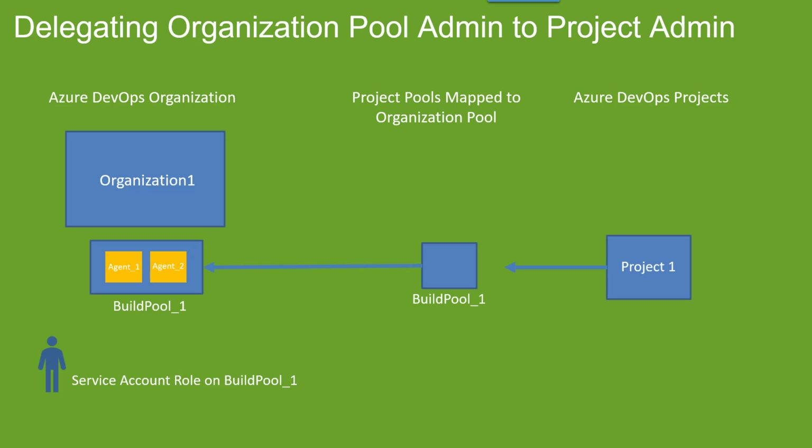And also they can add people to the service account role, who can also create the project build pool, but they can't install or uninstall agents. And of course, they can also add people to the user role so they can run the build, or add people to the admin role where they can add other users and manage users. So in this way, I can be the organization admin and delegate the organization build pool to a project admin.